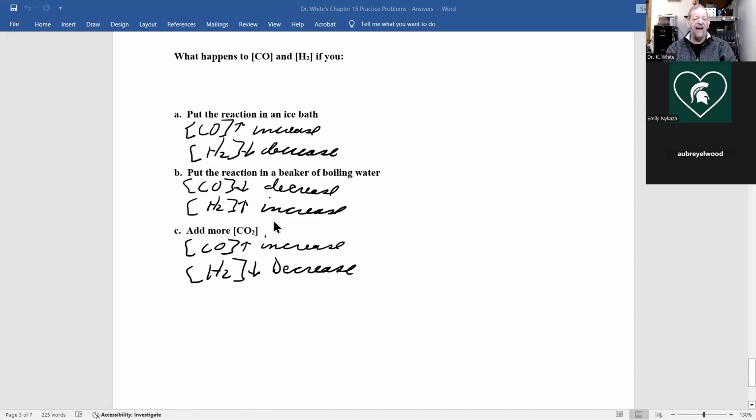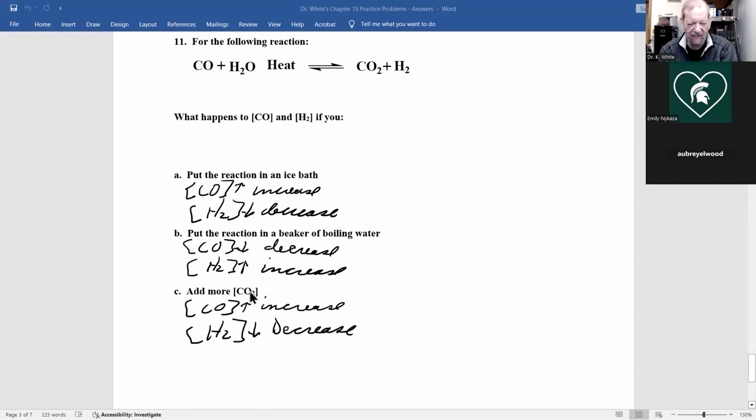Now, let's look at C. What happens when you add more carbon dioxide to this reaction? Well, at equilibrium, there's a certain amount of carbon monoxide, CO, water and heat, and CO2, carbon dioxide, and hydrogen. But now you've added CO2. Oh no, we have too much CO2. We've got to get rid of it. How can you get rid of it? When it's consumed in the reaction of CO2 and hydrogen going this way to make more heat, water, and CO.